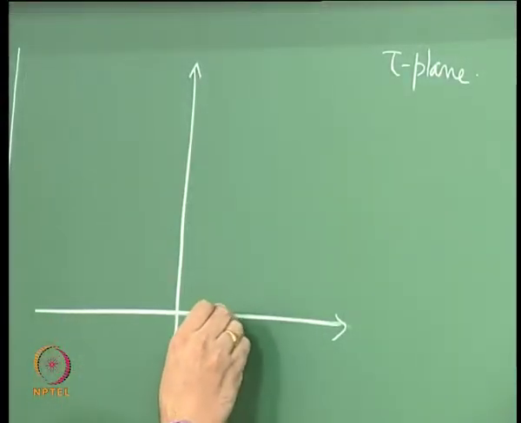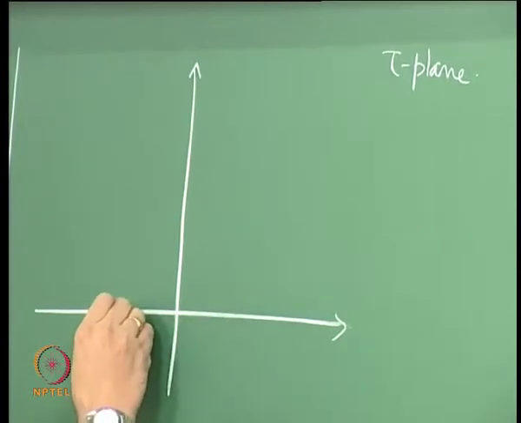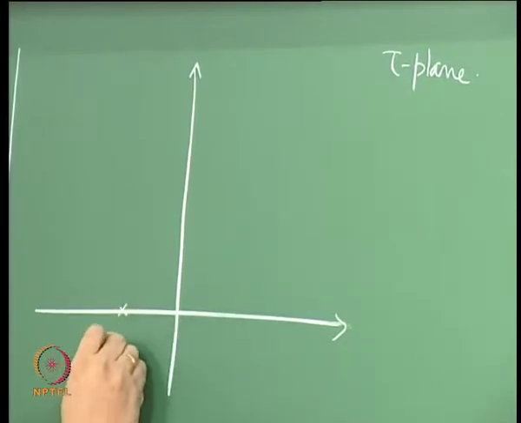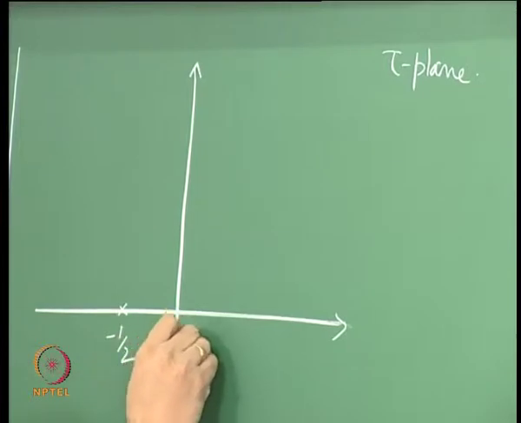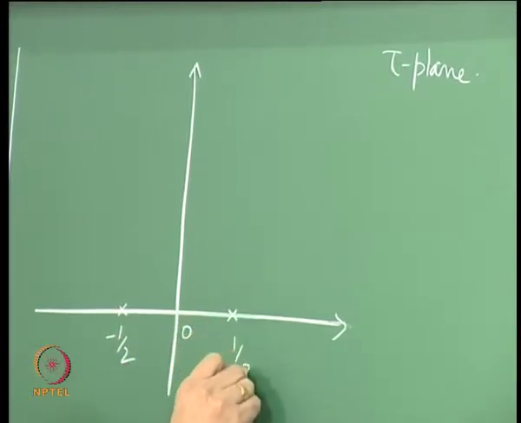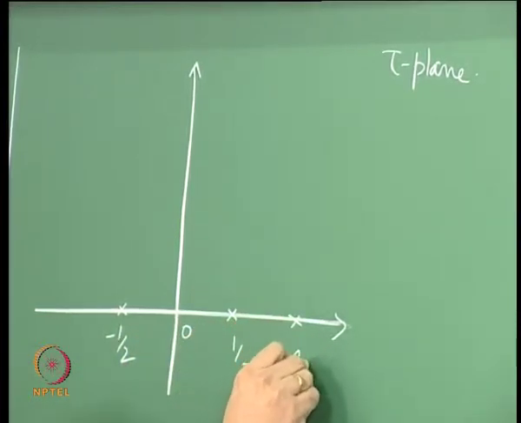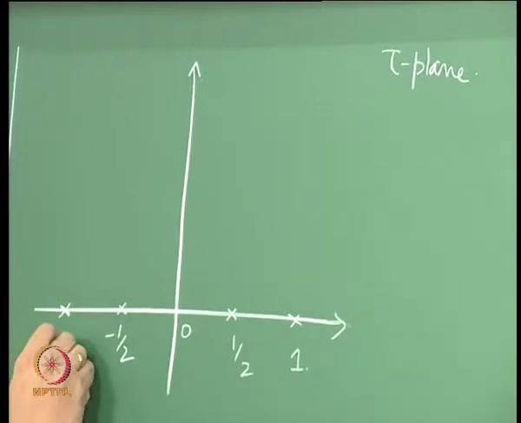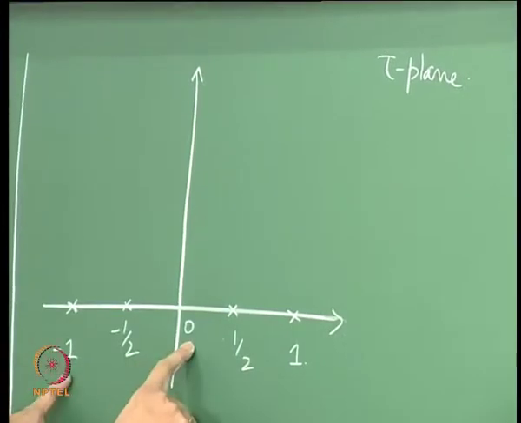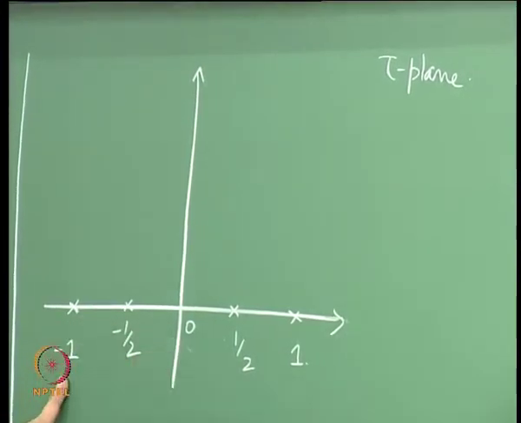you take this point which is minus half, this is 0, this is half, and this is 1, this is the point minus 1, and well, draw a circle centered at 0, radius 1, okay.